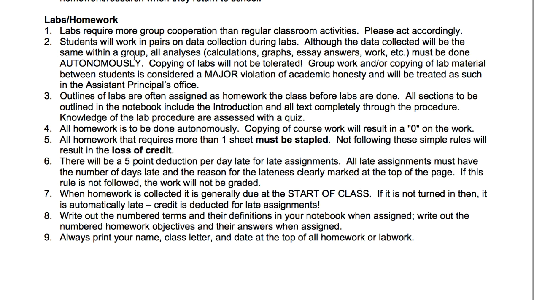Next, labs. You're going to work on labs in pairs, but you'll be turning in your lab sheets individually. If you copy your lab sheets from your partner and it's an obvious copy job, you and your partner will end up with a zero.